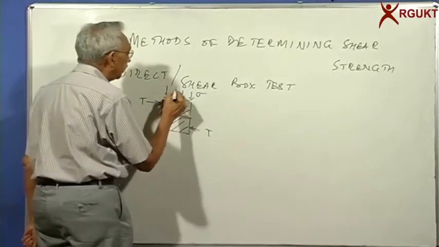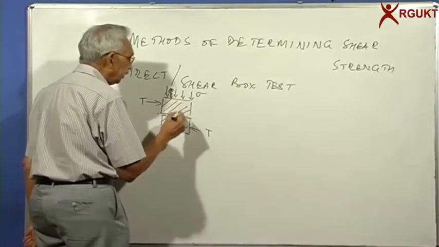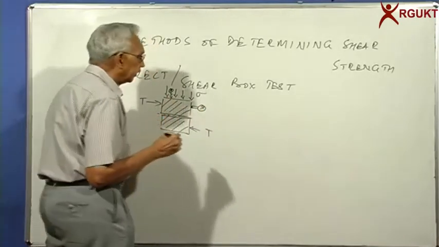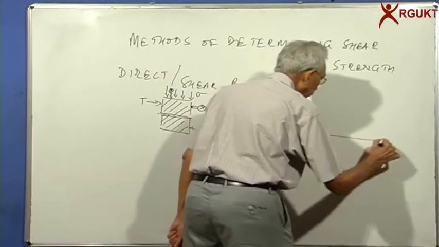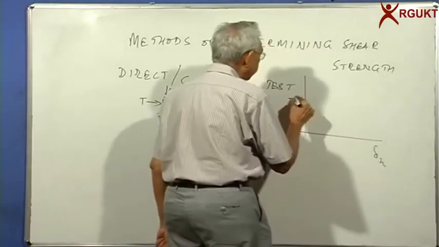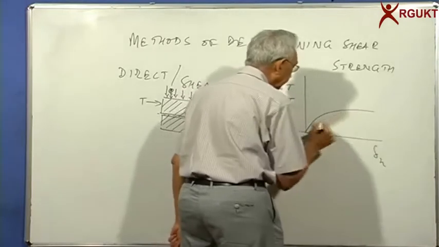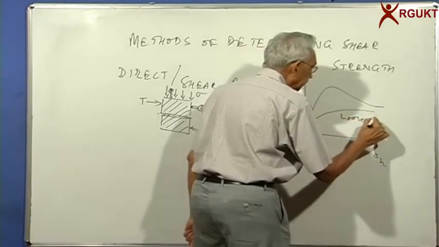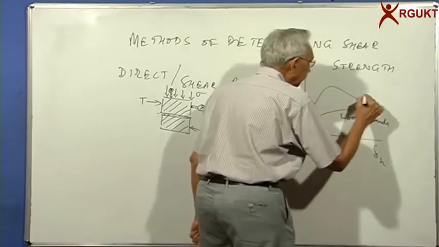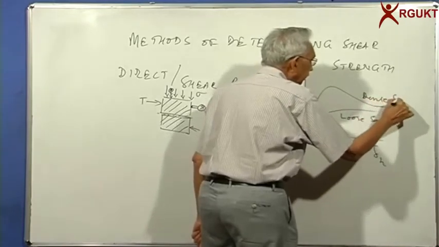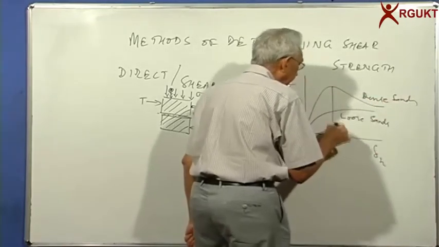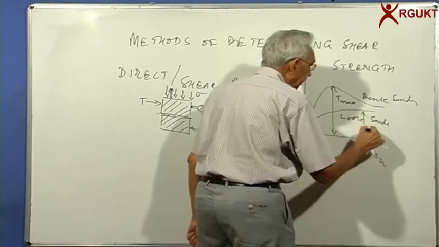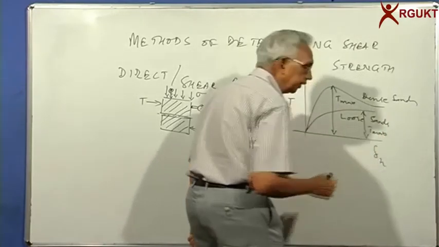We also use a dial gauge to measure the vertical displacements, and we use another dial gauge to measure the horizontal displacements, so that you can plot delta horizontal versus T, and usually we get a curve of this kind or another curve of this kind. This is for loose sands and this is for dense. Then, if there is a clear peak, we take it as T max, and if it is asymptotic, we take it at a relatively large displacement.